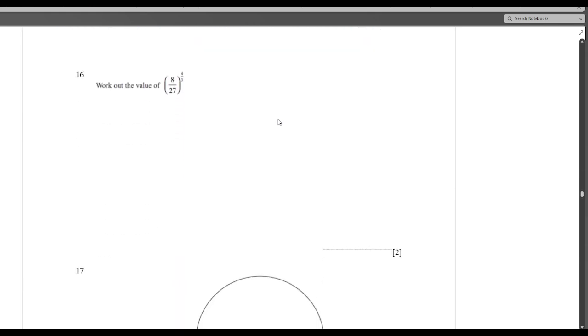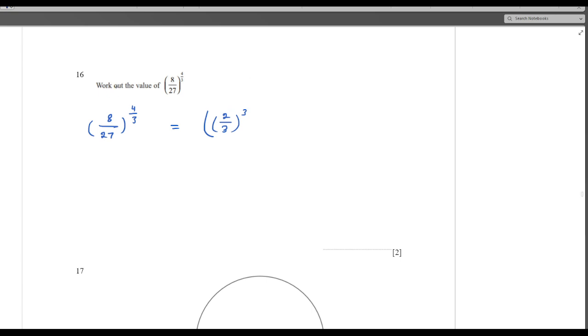Now question number 16 is work out the value of 8 divided by 27 the whole power 4 divided by 3. Better you understand that 8 divided by 27 can be written as 2 divided by 3 the whole power 3. 2 power 3 is 8 and 3 power 3 is 27. So this is 2 divided by 3 power 3, and we have whole power as 4 divided by 3.